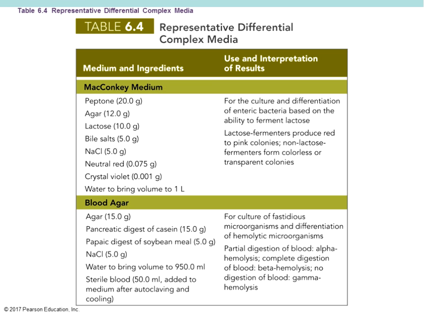So here we have just blood agar. Notice that it says agar. We have pancreatic digestive casein, some water, some sterile blood, and some salt.